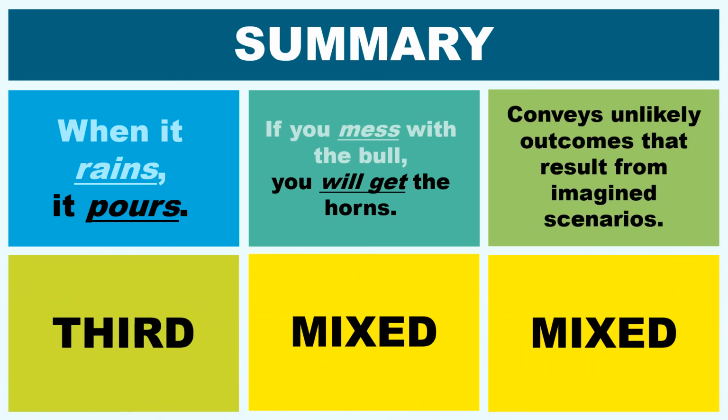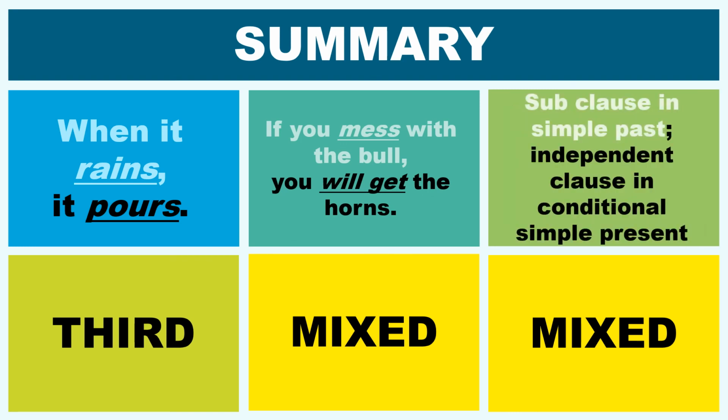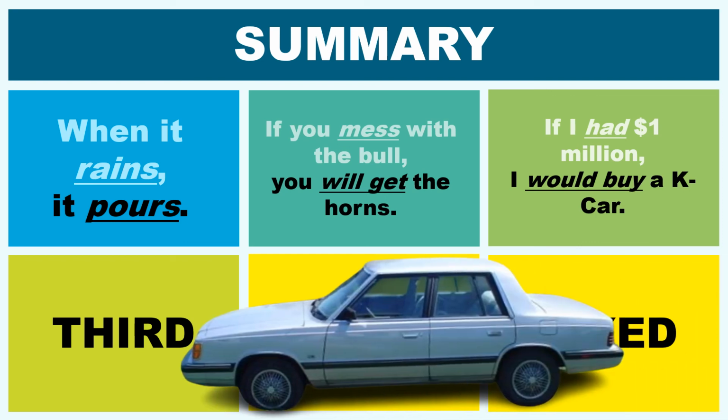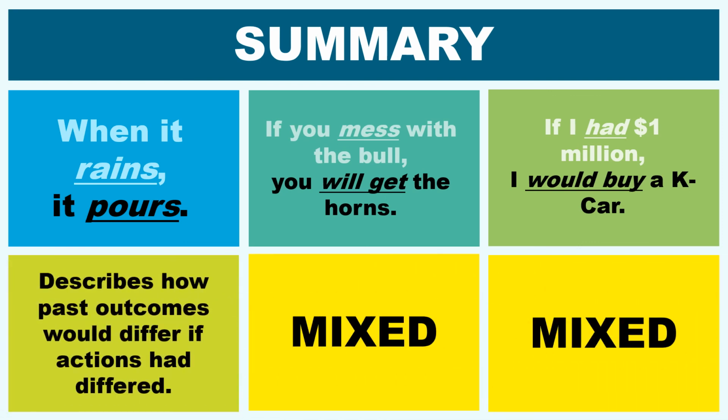The second conditional tense conveys outcomes that result from imagined scenarios. In this context, the simple past will be used in the subordinate clause. The independent clause will use a conditional simple present. Example: if I had $1 million, I would buy a K car. So if I had, in the past, simple past, I would, simple present, buy a K car. Nice Reliant automobile. And then the third describes how past outcomes would differ if actions had differed.